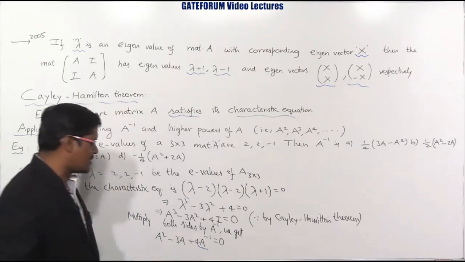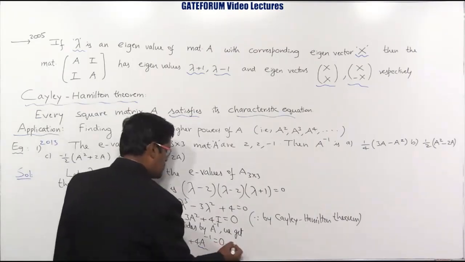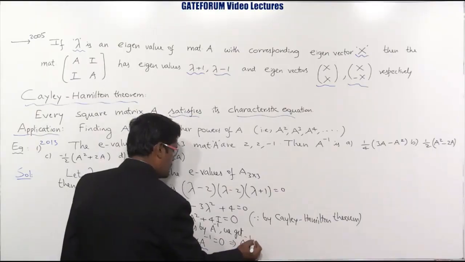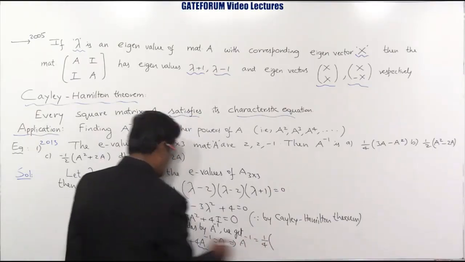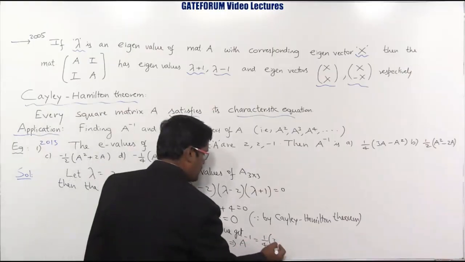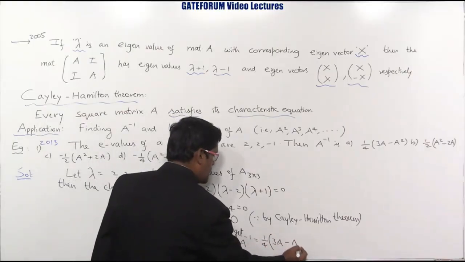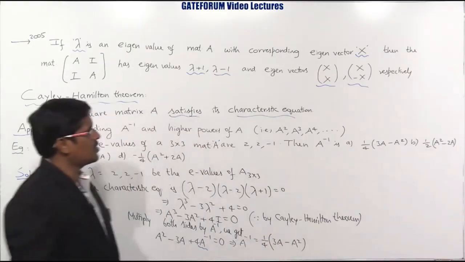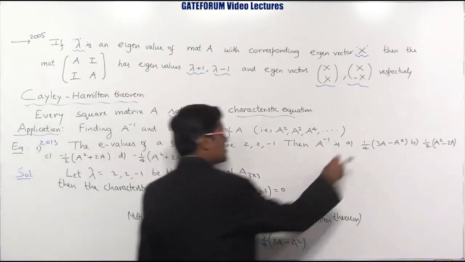Remaining terms shift to the right side and then dividing by 4 gives A inverse is equal to 1 by 4. The two terms will shift to the right side, becoming opposite signs. 3A, that is signs changed, 3A minus A square. So, which of these options? So, the answer is option A.